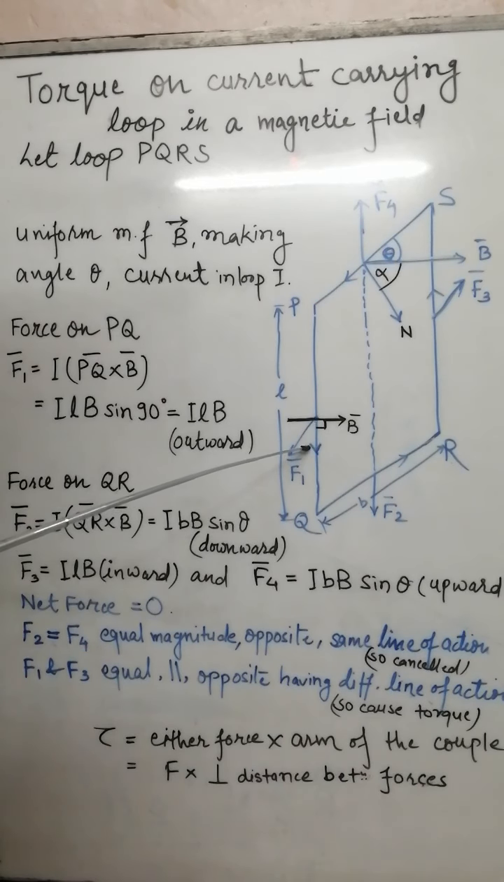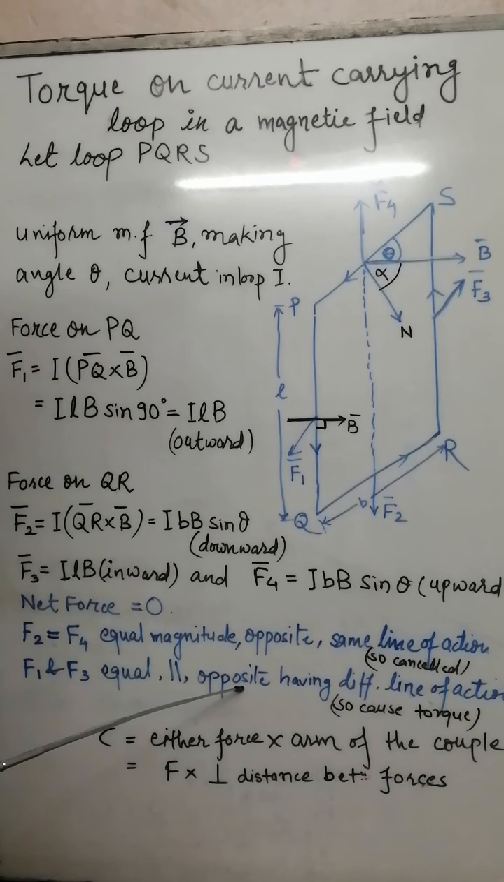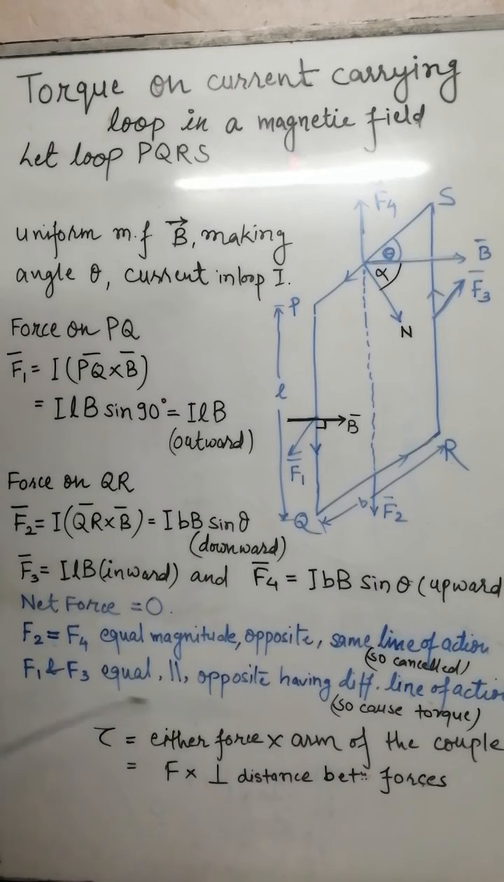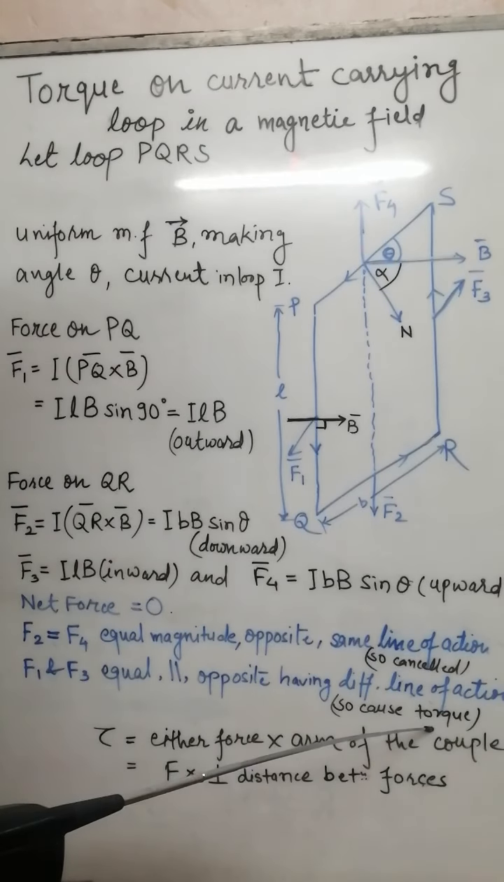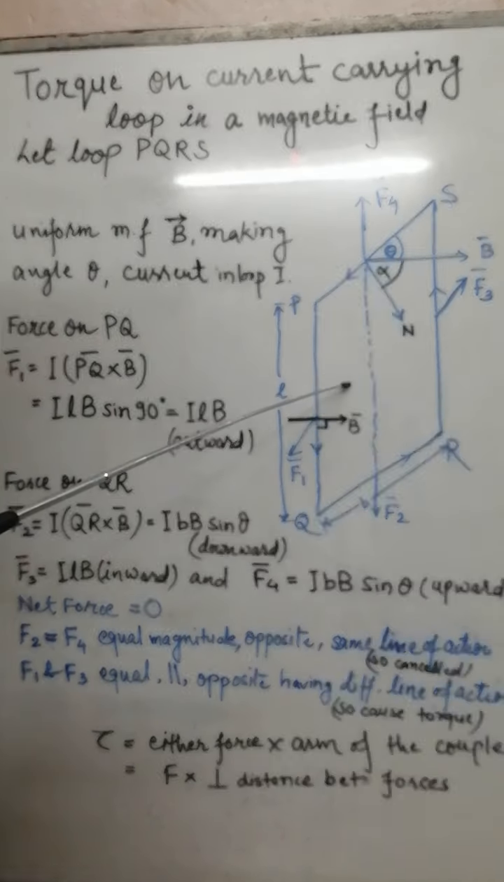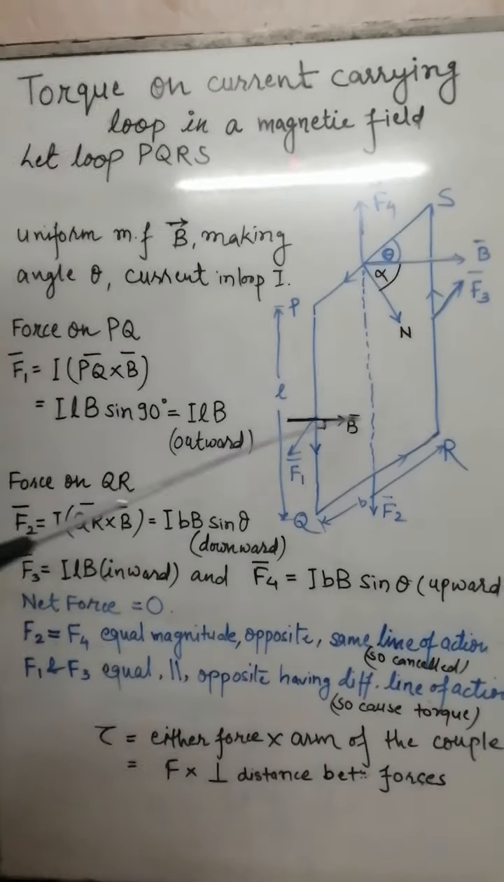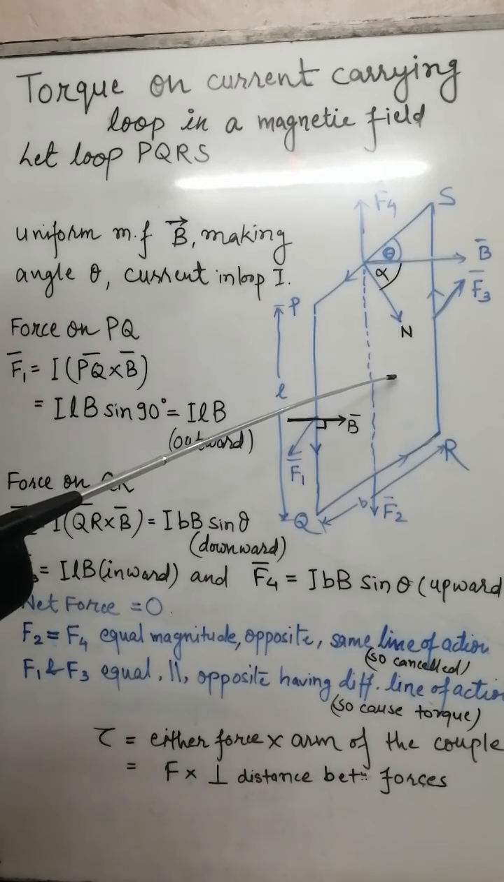What about F1 and F3? F1 and F3 are also same in magnitude. This is I L B outward, I L B inward. So both are equal in magnitude, but they are parallel to each other, or opposite but having different lines of action. Okay, so such type of forces cause torque. Torque is the turning effect. Okay, it gives a turning effect to the loop, and this loop moves in this magnetic field.